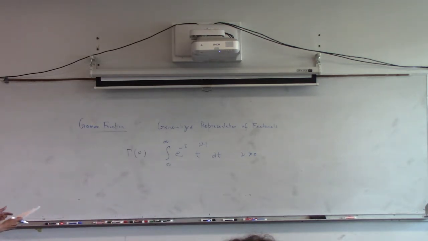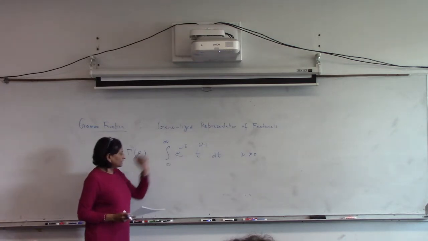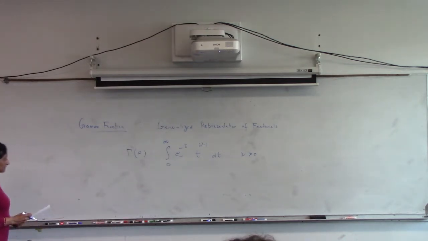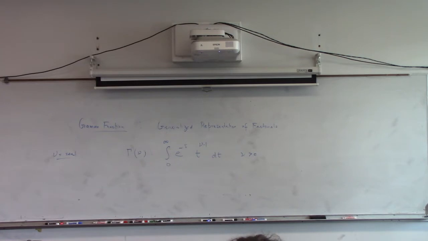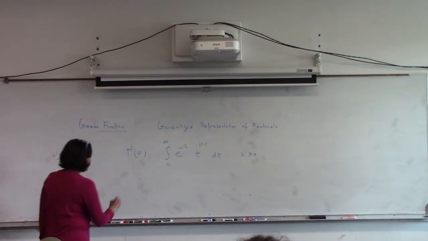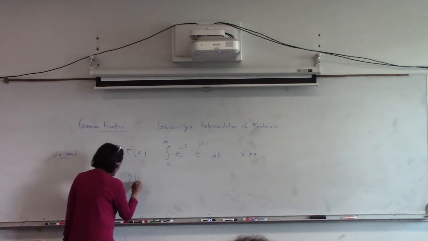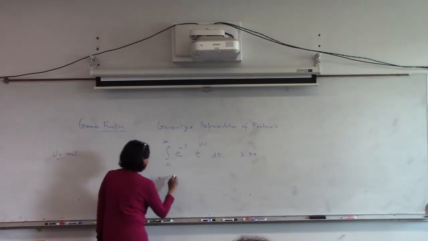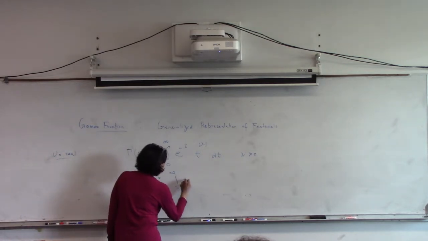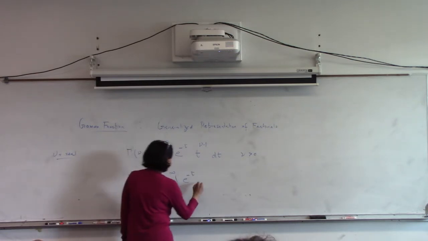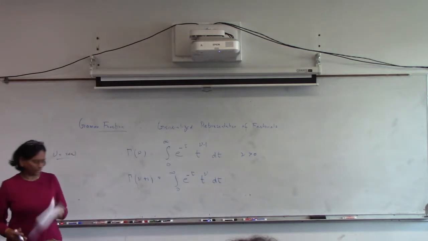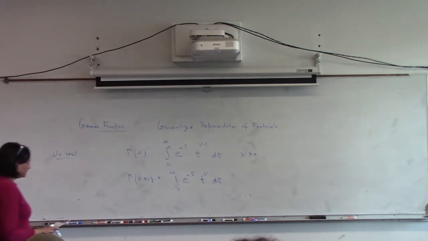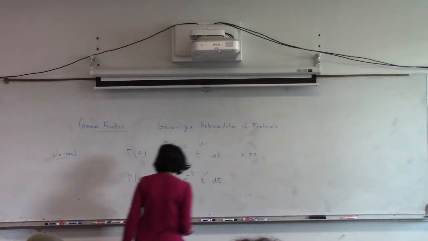Nu can be real or integer. In general, I'm going to call nu real at this point. So that's the definition. The first thing we do is look at gamma of nu plus 1, which is the integral from 0 to infinity of t to the nu e to the minus t dt, which has to become nu plus 1. And you just integrate this by parts.